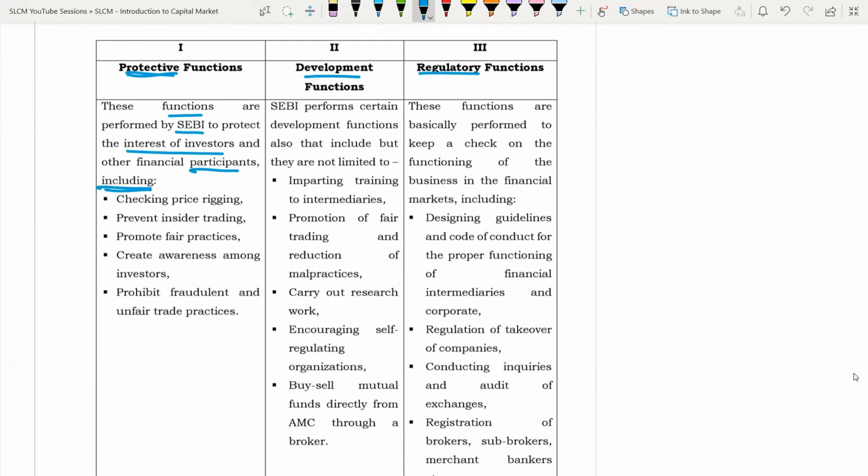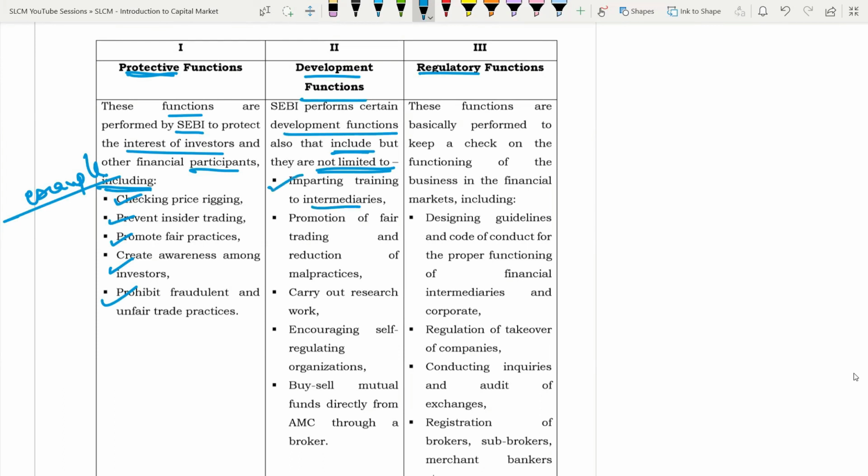These are only examples through which you can ensure protection of investors: checking price rigging, preventing insider trading, promoting fair practices, creating awareness, and prohibiting fraudulent activities. It is only an illustrative list. Development functions can perform certain development functions that include but are not limited to the following. Like I told you, it is only an example of what development functions are.